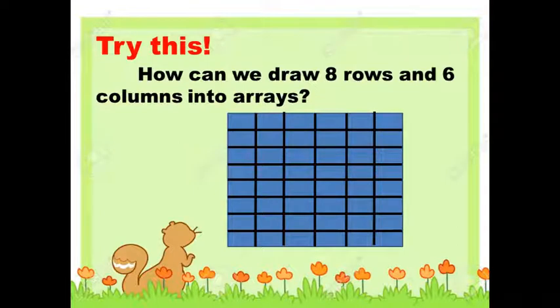Now, can you create the multiplication sentence using this array? Very good. You got the multiplication sentence 8 times 6 equals 48. How did you get 48? That's right, by counting the total number of square tiles in the given array.